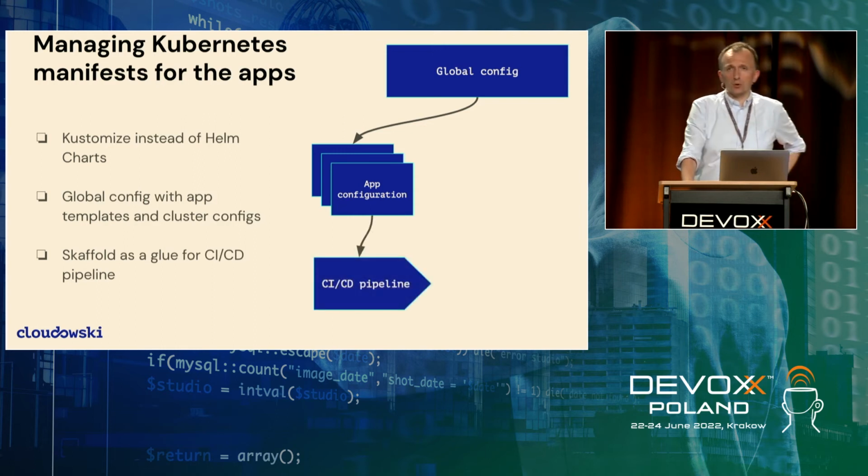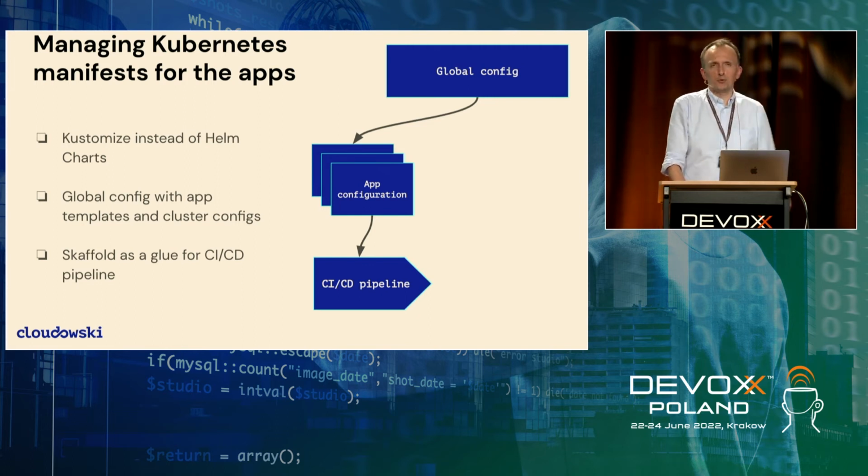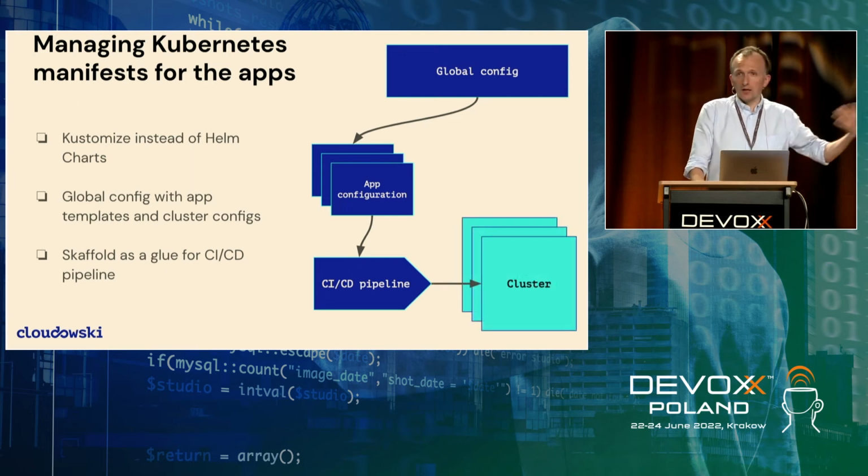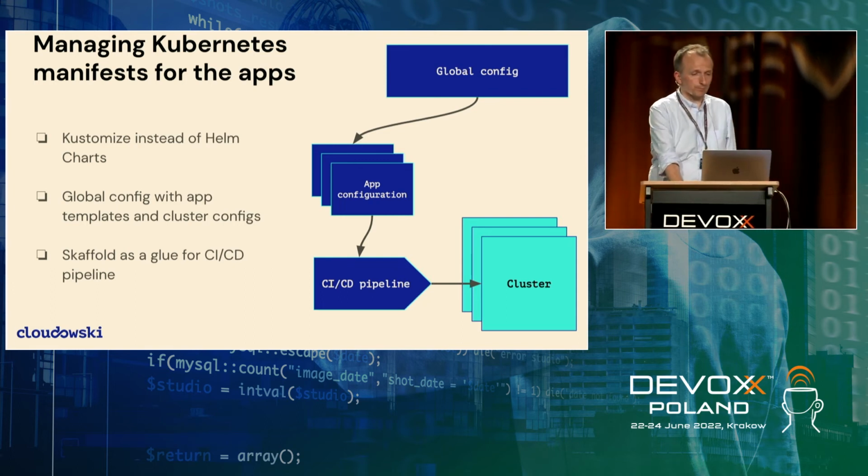And we use, of course, a CI/CD pipeline for deploying, and in these pipelines we use Skaffold, which is kind of a glue that glues all of the pieces together. And of course, the CI/CD pipeline is responsible for building, testing, and deploying our apps to all of the environments, including production, of course.